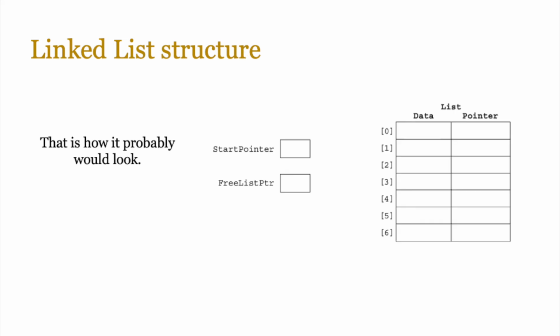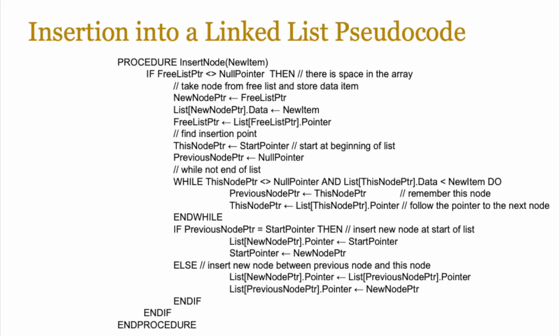Now this is probably how it would look like in the computer's memory. So you've got the list array which has a data column and a pointer column, and you've got the start pointer variable location and the free list pointer variable location. And in the pointers, we are now going to populate it with 1, 2, 3, 4, 5, 6, and -1. Now how do we go about inserting values into the data column?